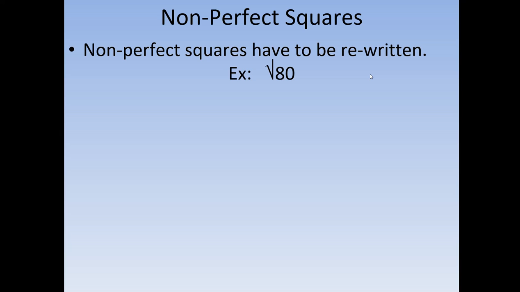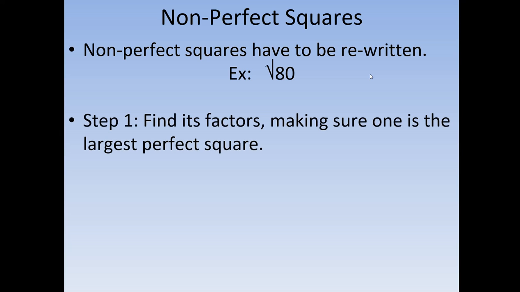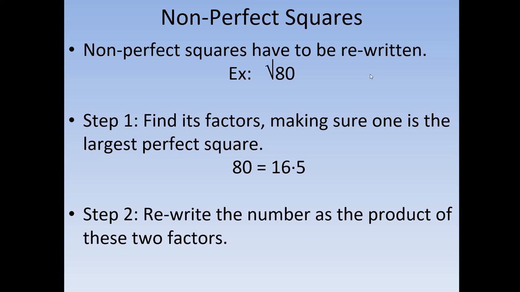So what we're going to do is rewrite these in a little bit of a different way. For example, if we had square root of 80, we'd find factors of 80 where one of those factors is a perfect square, and we're going to try to find the largest perfect square. If we fool around with 80 divided by all the perfect squares, we find that the largest perfect square is 16. So 16 times 5. Now we're going to rewrite that square root as the square root of 16 times 5.